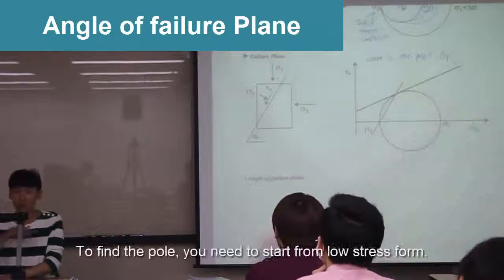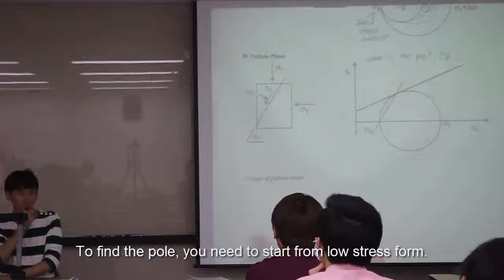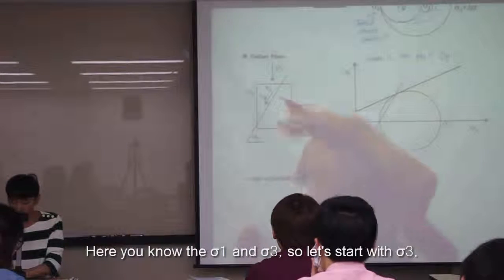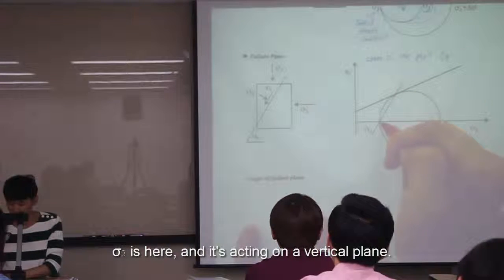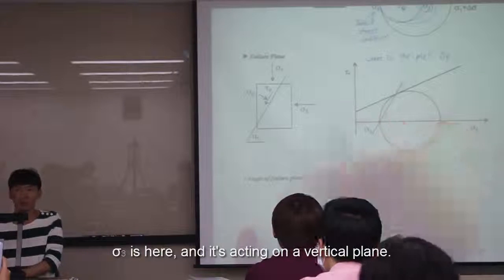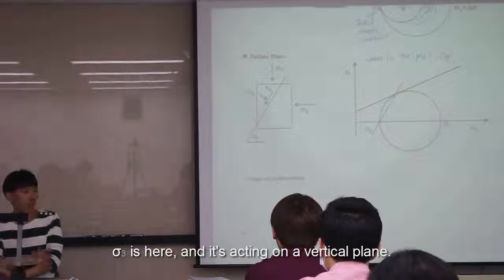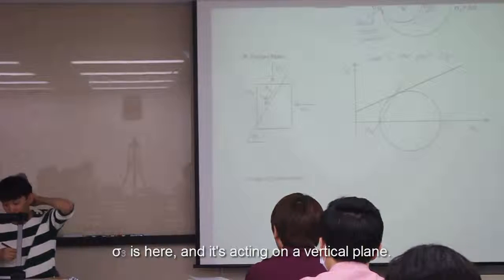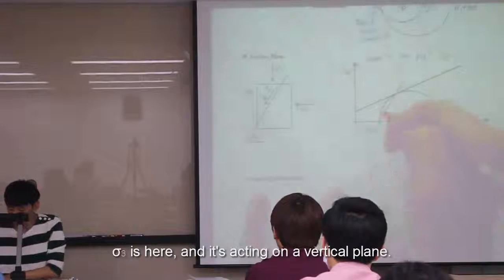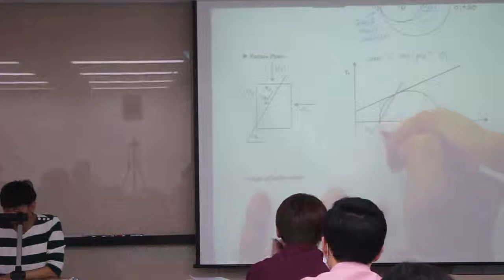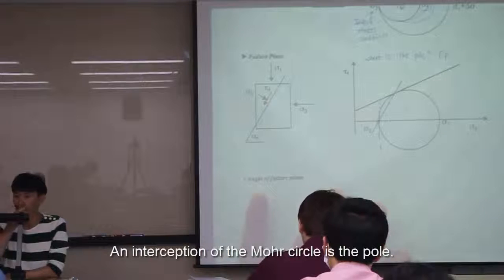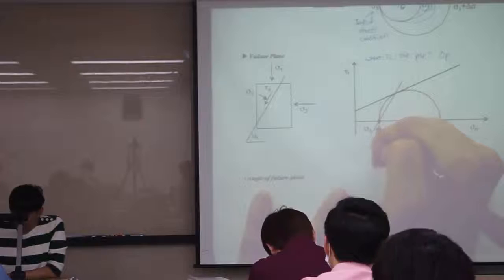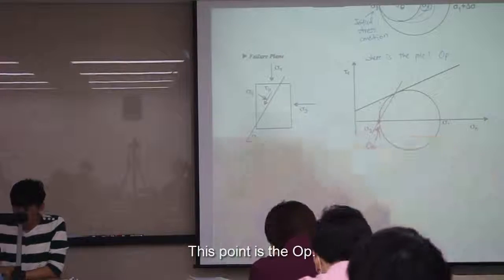So to find the pole, you need to start from the lowest stress point, right? Here you know the sigma 3 or sigma 1. So let's start with the sigma 3. Sigma 3 is where? Sigma 3 is here. And it's acting on a vertical plane or horizontal plane? Vertical. Right? Sigma 3 is acting on a vertical plane. And the intersection with the Mohr circle is the pole. So this point is the OP.